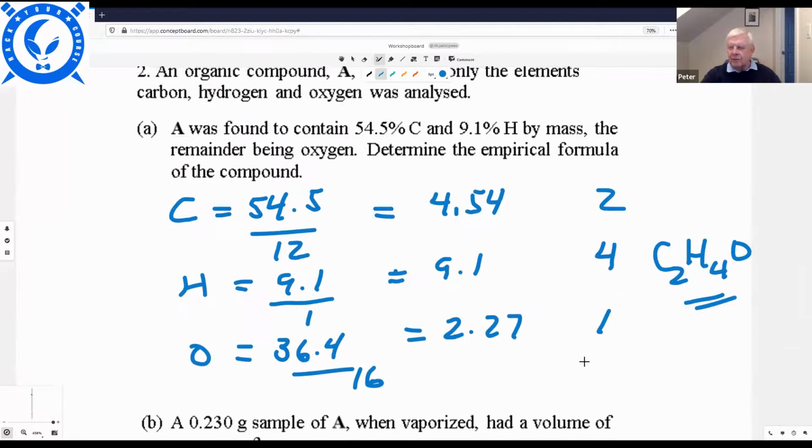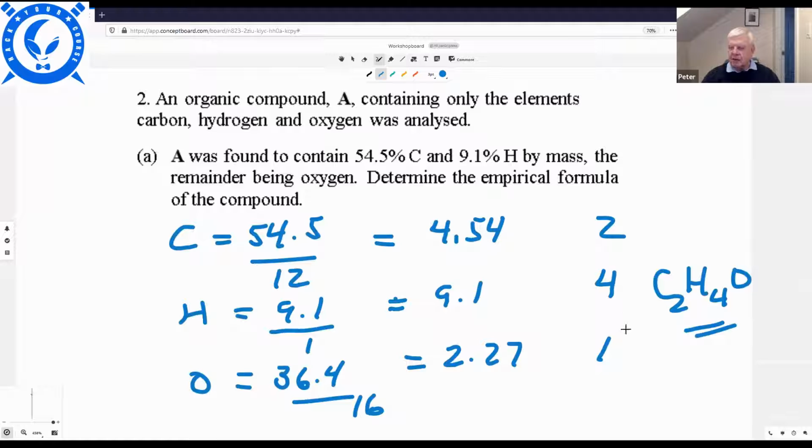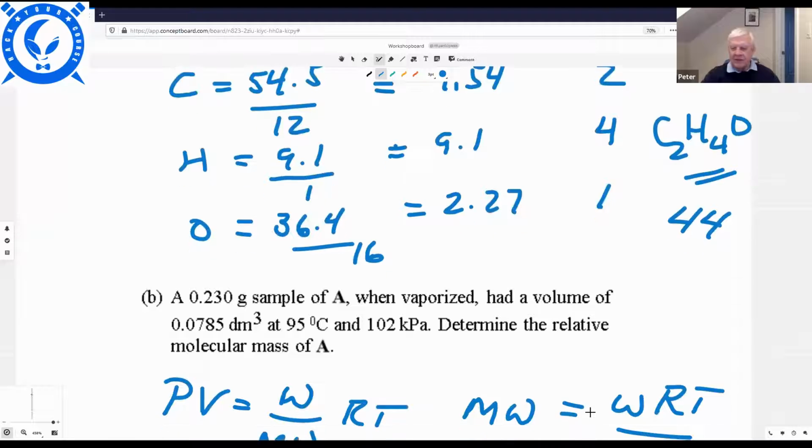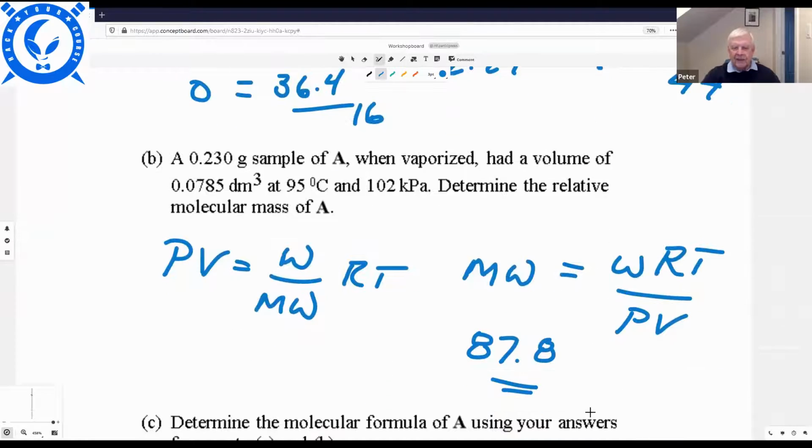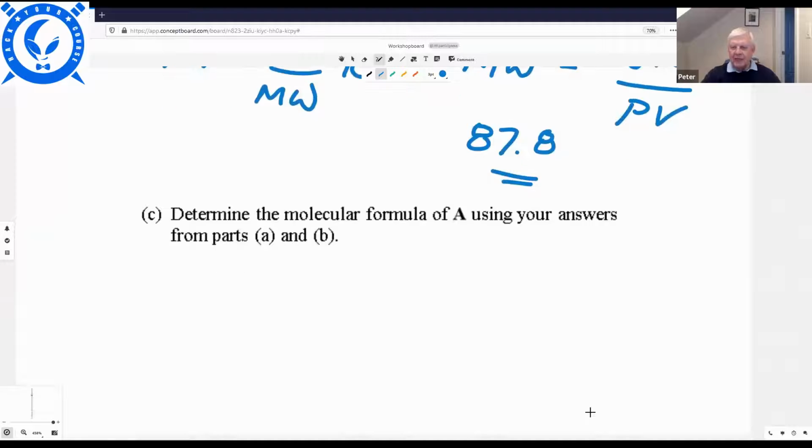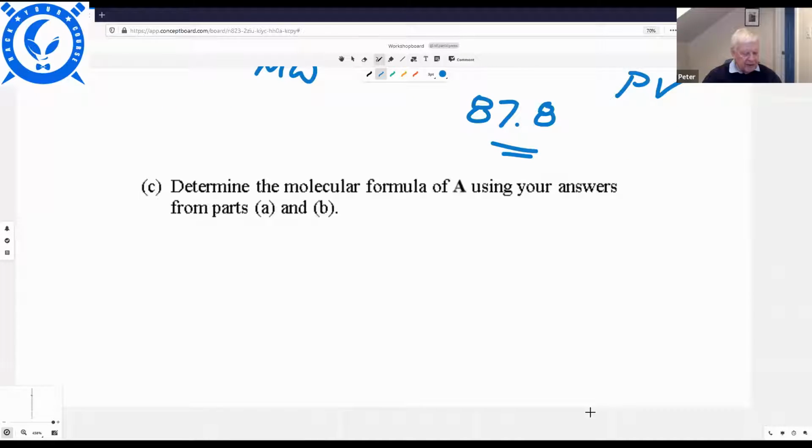So we know the empirical formula is C2H4O. The molecular mass of the empirical formula, 24 plus 4 is 28 plus 16 is 44. Simply adding the atomic weights of 2 carbons, 4 hydrogens, and 1 oxygen. The empirical formula has a relative mass of 44. The authentic molecular mass is 87.8 or 88. So therefore, clearly, the molecular formula compound will be twice the empirical formula, and that's going to be C4H8O2.